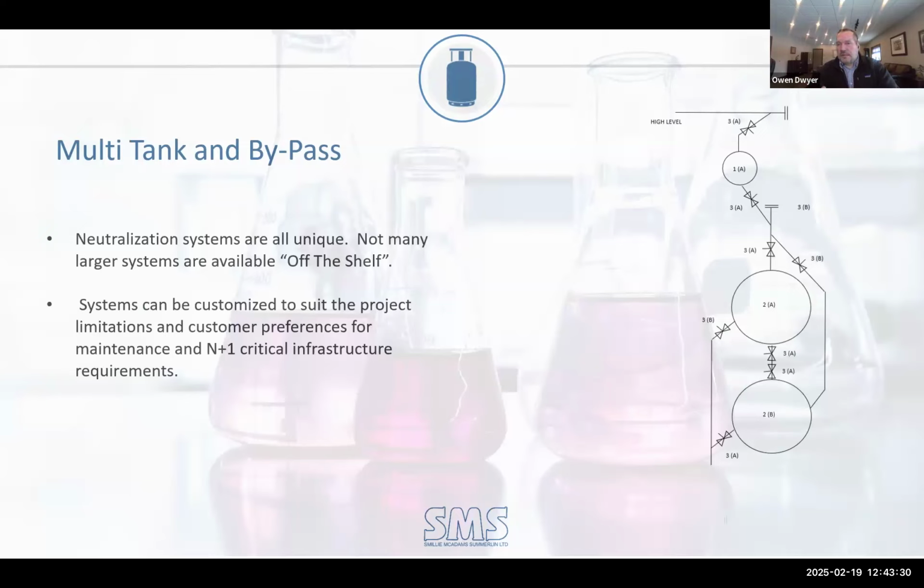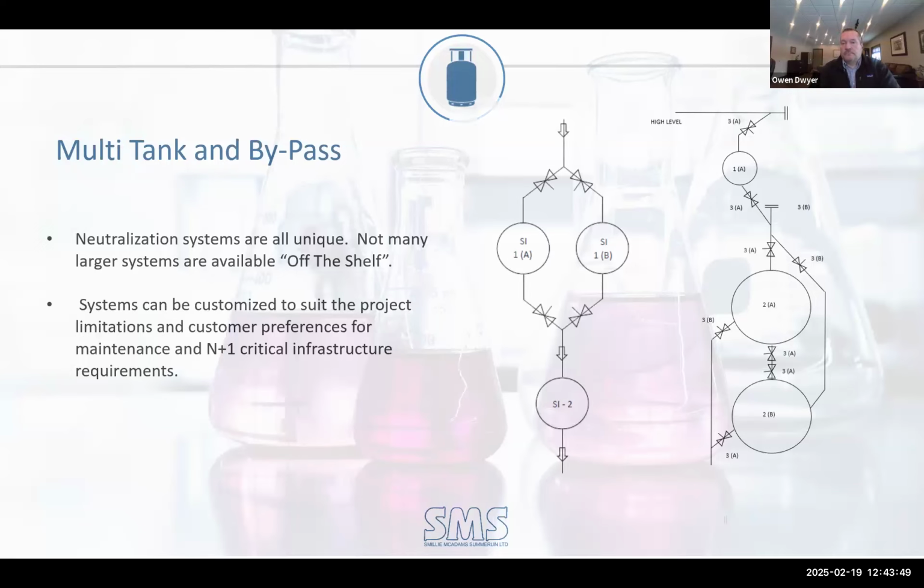So all of these systems are customizable. Some health facilities now require N+1 for critical infrastructure. So hospitals and other facilities that have an N+1, sometimes you'll see something like this. You'll have a bypass type of a scenario, or something similar. Sometimes, for maintenance requirements on an interceptor, you'll have a couple of them in series or series parallel with diversion valves for maintenance purposes.